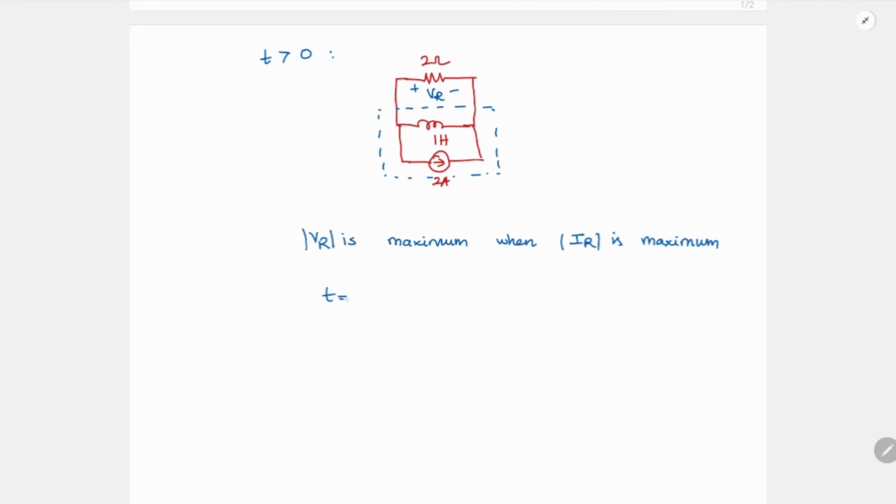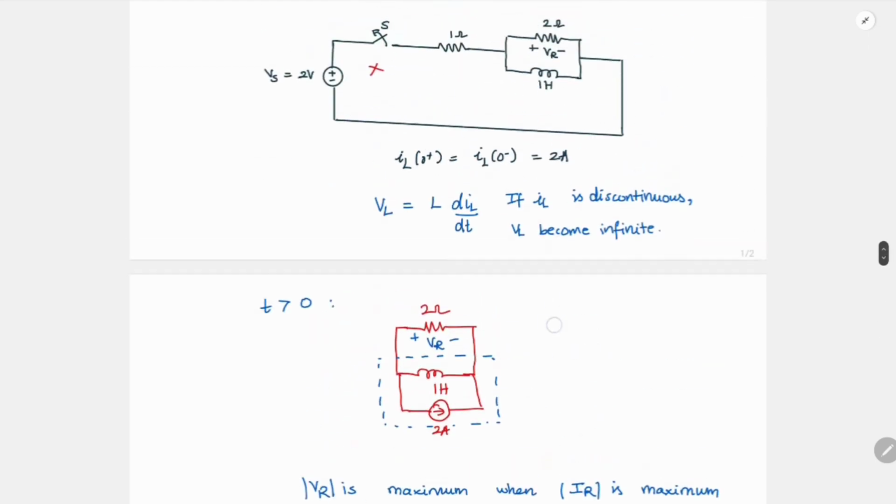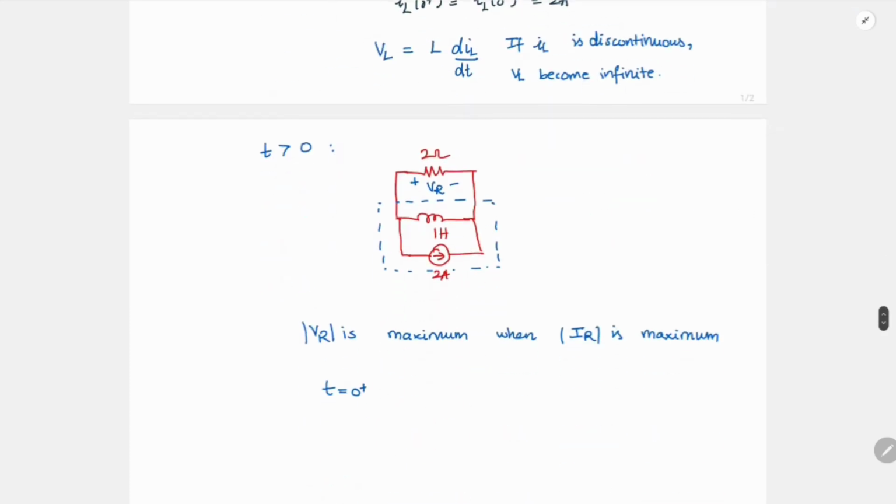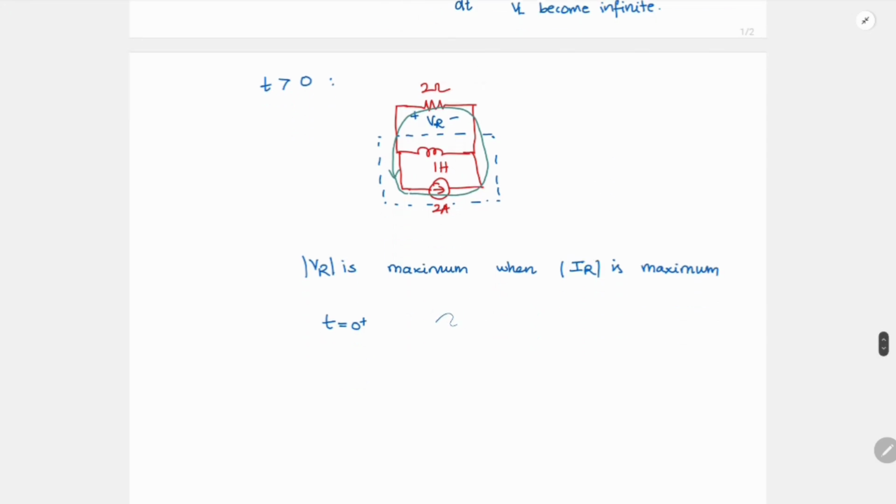So if we consider at t equal to 0 plus, where will this 2 ampere flow? If you see in the circuit, here there is the 2 ampere. Where can it flow? It can't flow here. Why? Because it has to loop through and come back here. But since there's an open circuit, it cannot flow here. So it has to flow through the resistor itself. Let me mark it. So this will be the path at t equal to 0 plus. So your VR will be nothing but 2 ampere into 2 ohm. But the VR is positive in this direction, so there will be a negative sign here. So it is minus 4 volt.